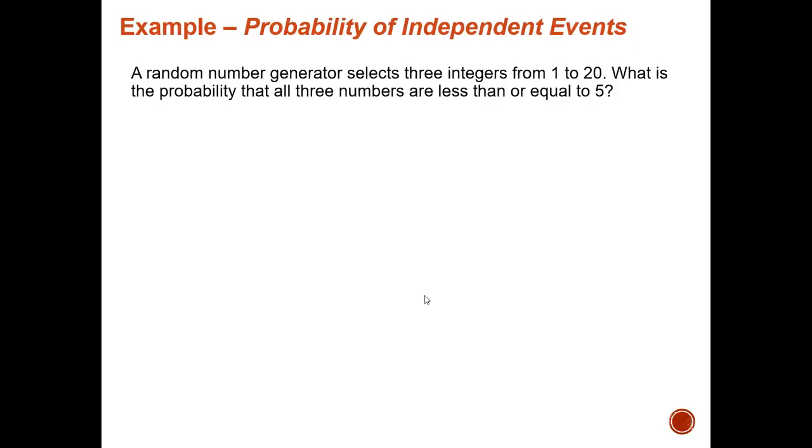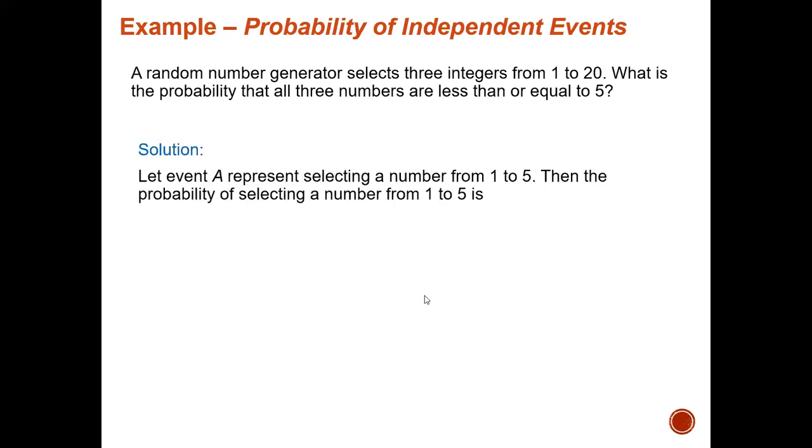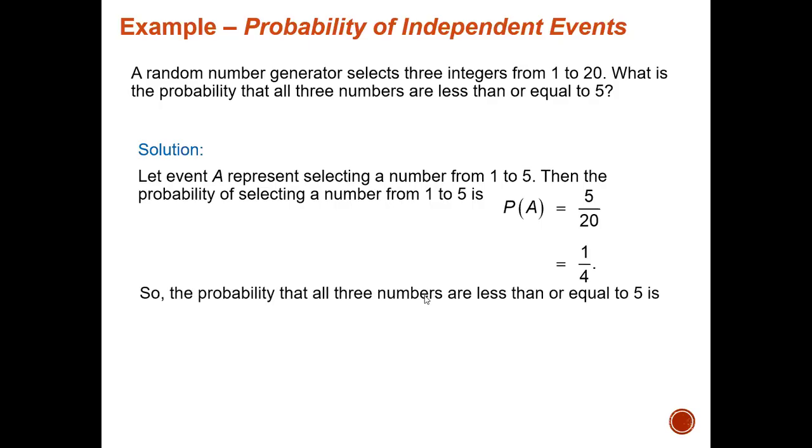A random number generator selects 3 integers from 1 to 20. What is the probability that all 3 numbers are less than or equal to 5? Okay, so A is going to be the event of selecting a number from 1 to 5. So what is the probability of selecting a number from 1 to 5? Well, how many of them are favorable? Well, there's 5 numbers, so 5. And remember, we're picking from 20 numbers. So that's 5 out of 20. Always reduce, we get 1/4.